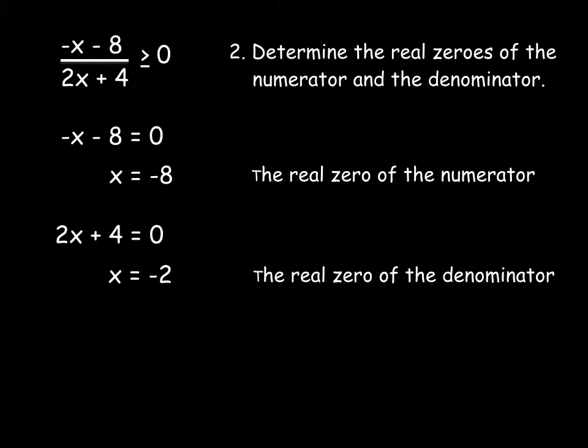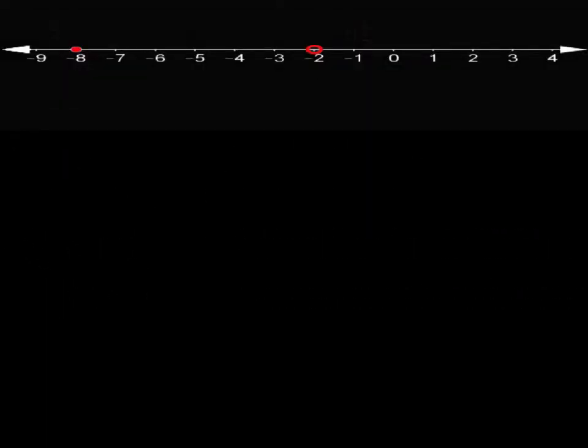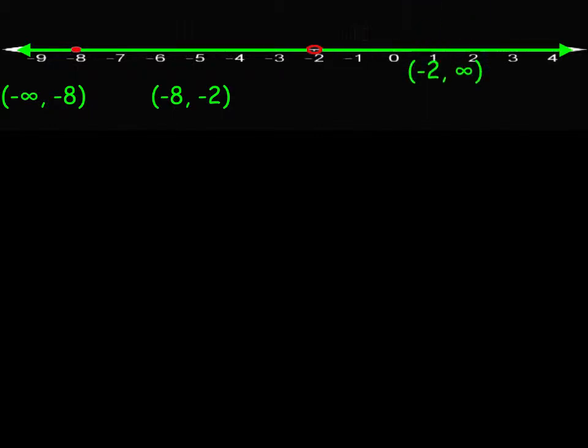Step 3. Plot these zeros on the number line to divide it into intervals. Note 2 zeros will divide the real number line into 3 subintervals. We would like to define them. The first one is from minus infinity to minus 8. Then we have a subinterval from negative 8 to negative 2, and another from minus 2 to positive infinity. We will use a table to analyze these intervals.